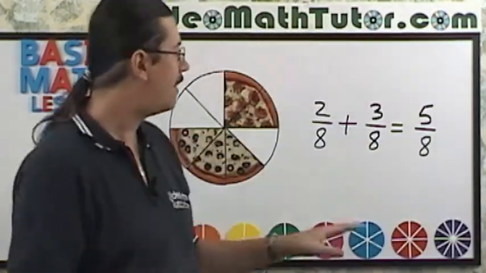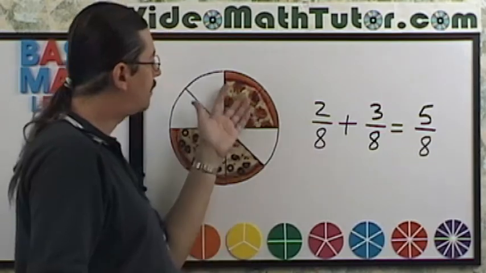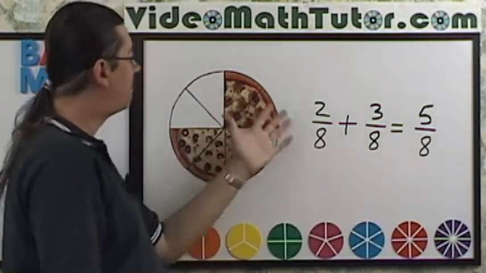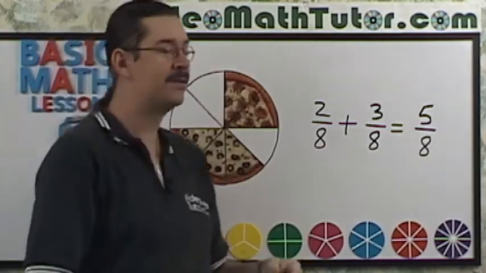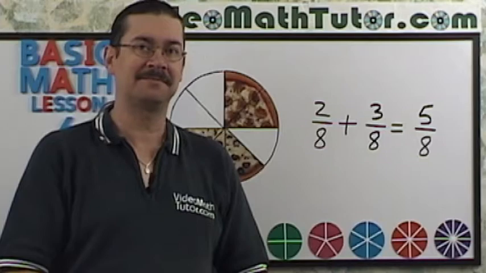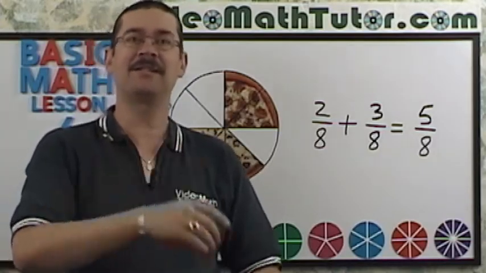Mathematically, we can see that as follows. 2/8 right here plus 3/8 here gives us 5/8. So adding seems to be pretty easy too. And you were worried, huh? Let's look at another example.